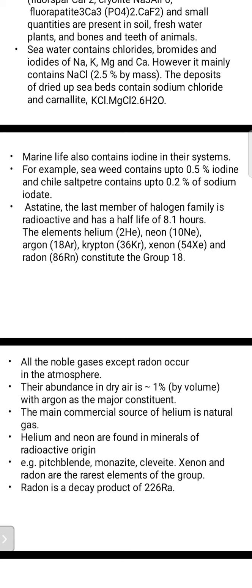If the octet is completed, then they have no need to take or give electrons to others or from others. That's why chemically these elements are inert. That's why these are also called inert gases. Right from helium to radon, all these elements have the same kind of nature. Neither do they give or take electrons from others easily, but under drastic, special conditions they can give or take.